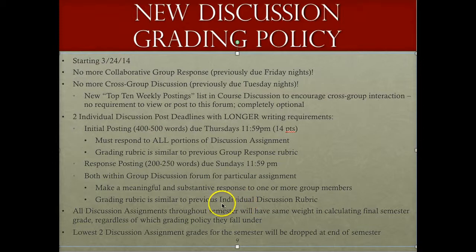The sum of the initial individual posting and the response posting will comprise your total discussion assignment grade each week for the rest of the semester. Although the point values from the old and new policy will be vastly different, all discussion assignments throughout the semester will be normalized, meaning divided by the total points possible to get a value between 0 and 1, so they will have the same weight in calculating the final semester grade, regardless of which grading policy they fall under.